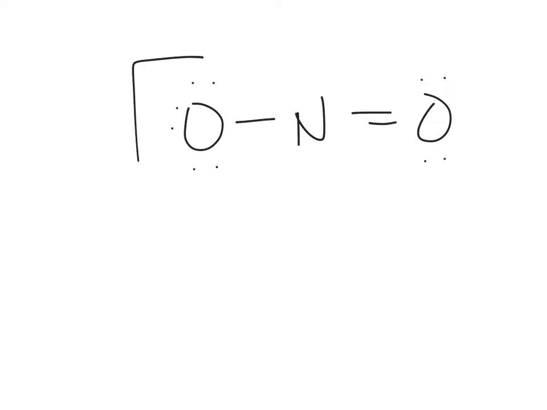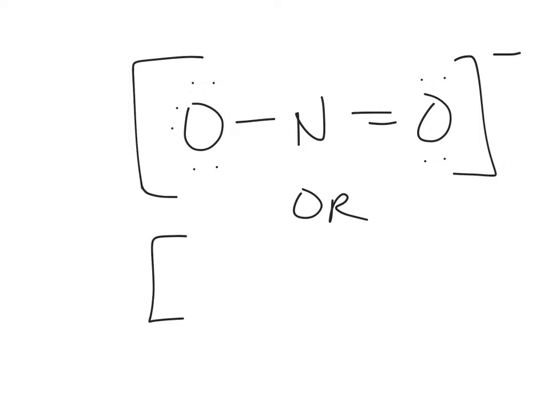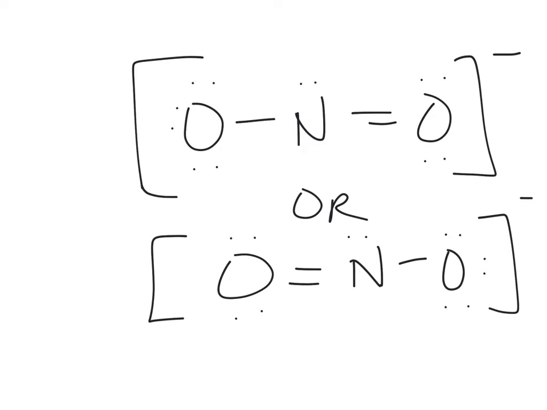So we could write our structure then like this, and then since this is an ion, we've got to show our brackets with our charge. Or you might have written it in reverse, something like this, with the double bond to the other oxygen atom, and that's fine too. I left my pair off that first one. Make sure you fix that. So either one of these structures is perfectly fine.